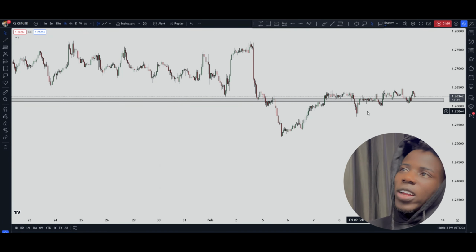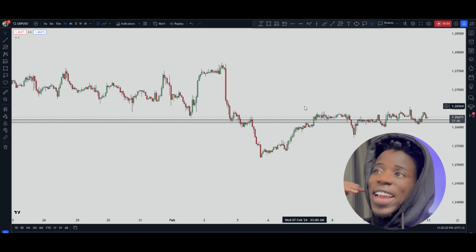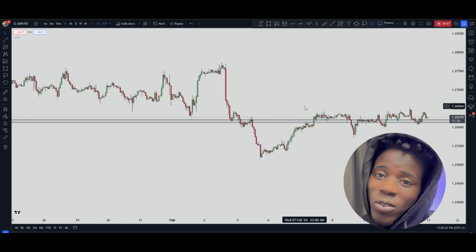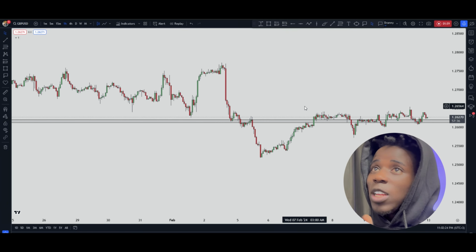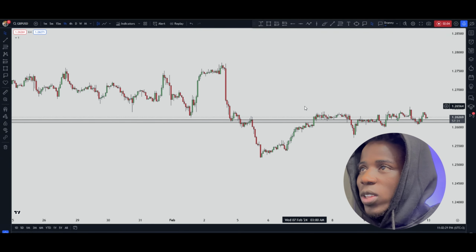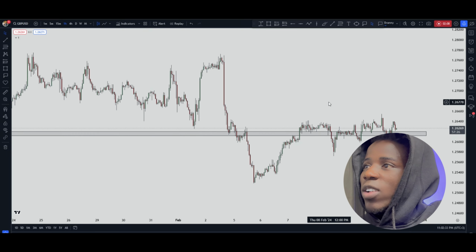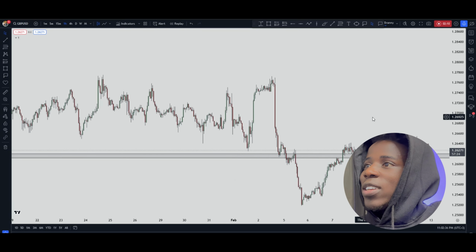So this is the 1H, and on the 1H this is where I spot my chart patterns, any kind of entry and all of that. Then I get the confirmation from the lower time frame, which is the 15 minutes or 5 minutes. So what do I look at on 1H? On 1H, I can draw some trend lines, I can draw chart patterns and all of that.